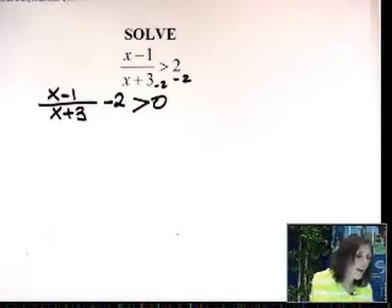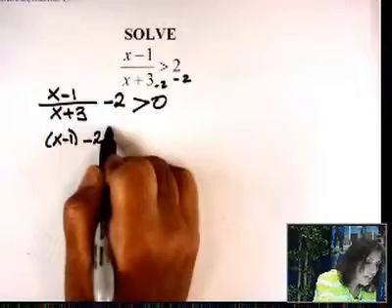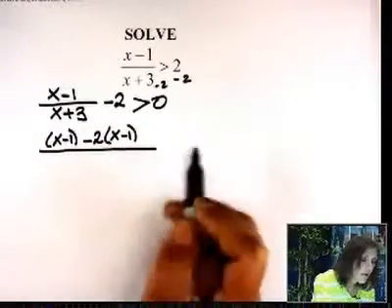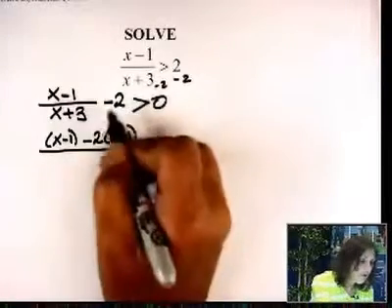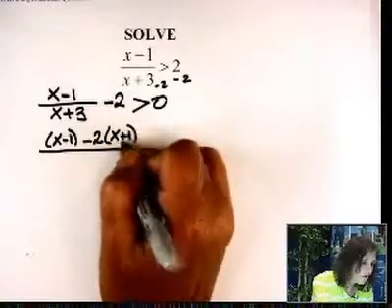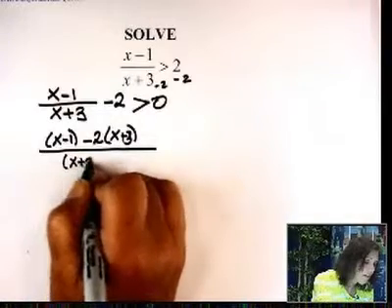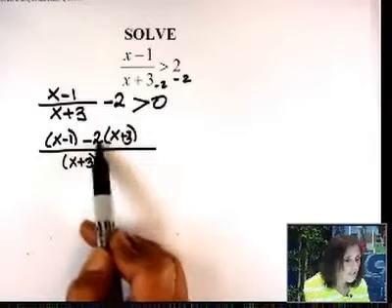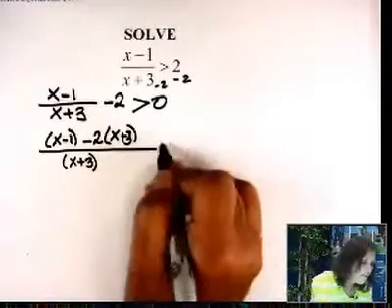Now what are you going to do? You're going to put in the same denominator, so you have x minus 1 over x plus 3. Negative 2, I multiply top and bottom by x plus 3. Do you see it? So it's x minus 1 over x plus 3. This is what you have.